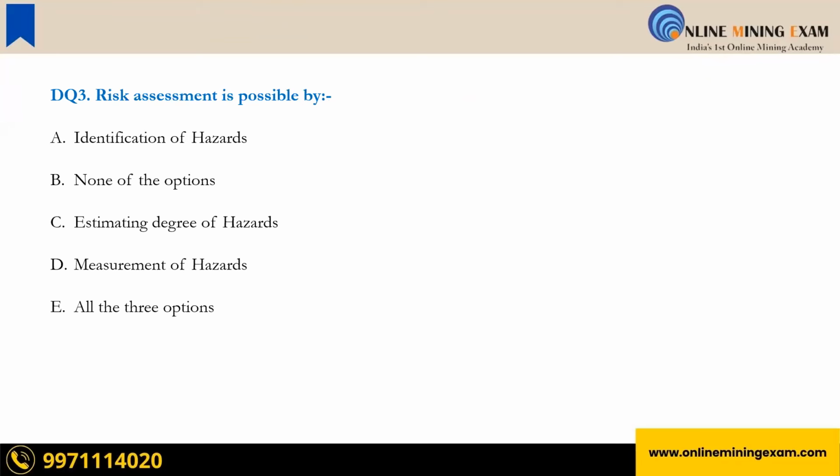Risk assessment is possible by identification of hazards. None of the options. B is there because the same question that was asked in DGMS, I have put here. So identification of hazard, none of the options, estimating degree of hazard, measurement of hazard, and all the options. Risk assessment is possible by. And see, these easy questions have been asked in DGMS exam. Not tough. In fact, all the questions we shall discuss and you shall see that these are not very difficult questions.